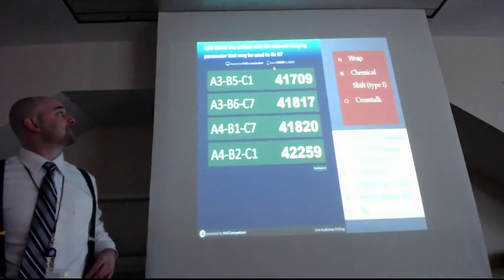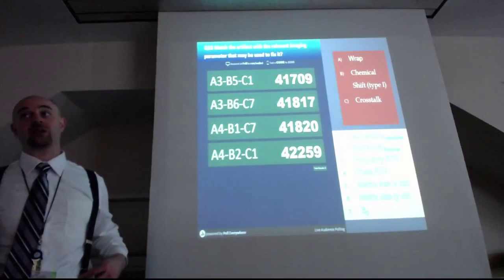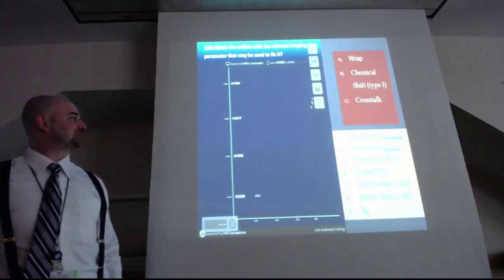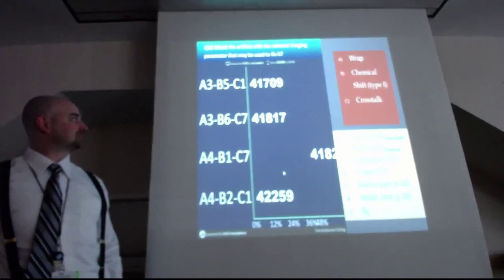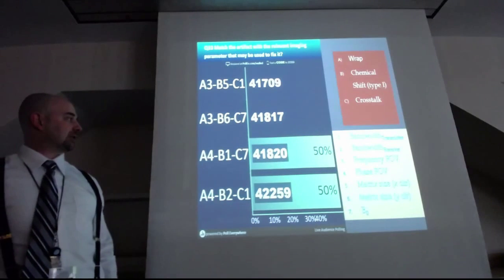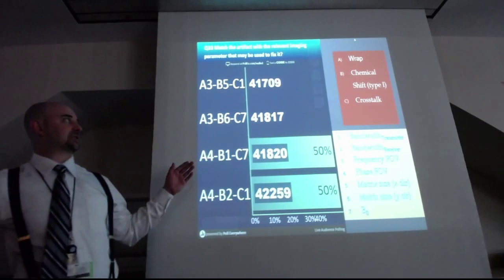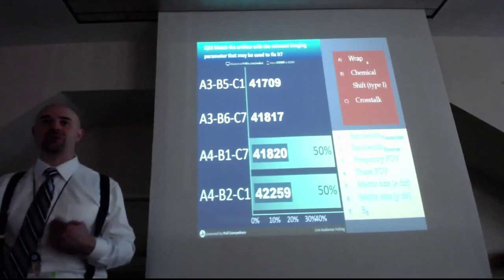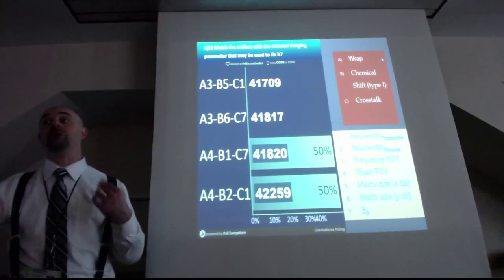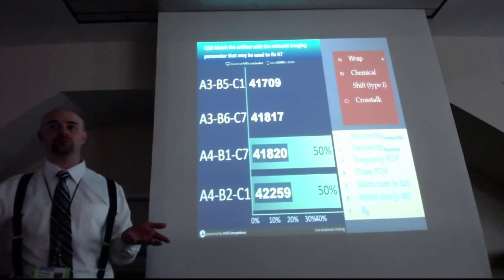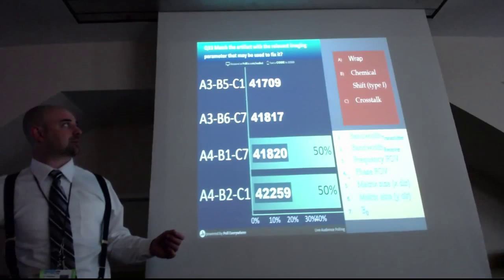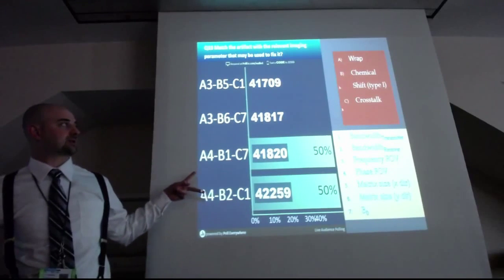Now, match the artifact with the relevant imaging parameter that fixes the artifact. 50-50. Okay, well, let's go through these. So wrap, how do you fix wrap? Wrap is a phase encoding error. Two ways to fix wrap: either increase the phase field of view, or do phase oversampling. Phase oversampling is not an option, so it's A4. Right, so it's one of the two.